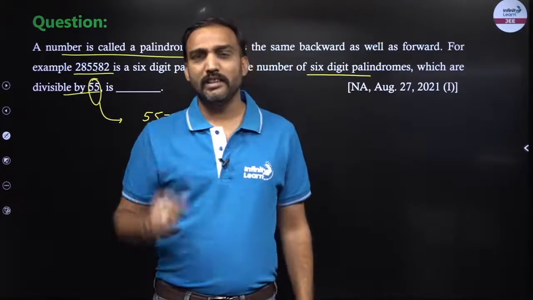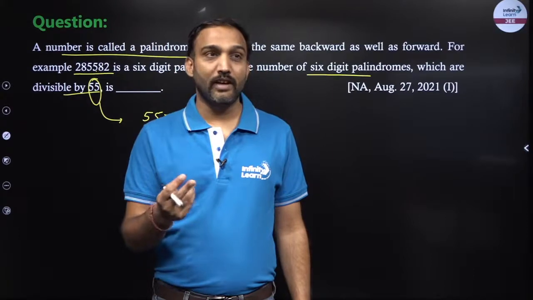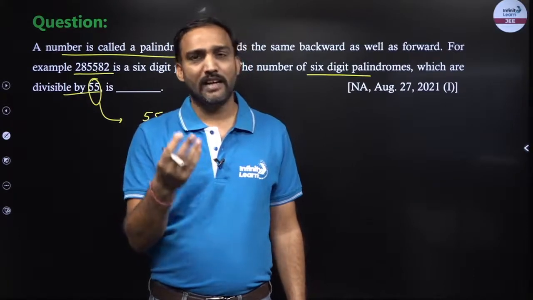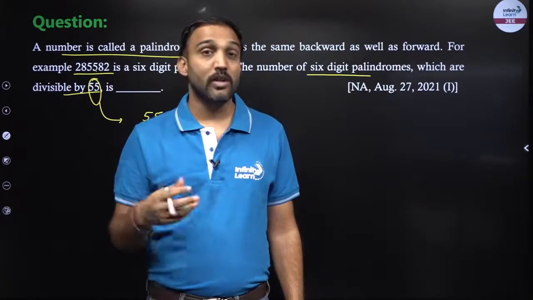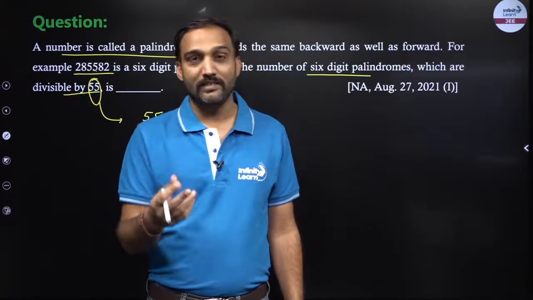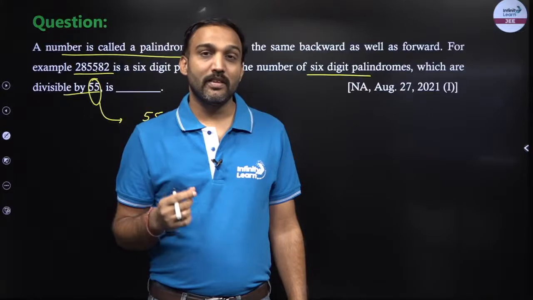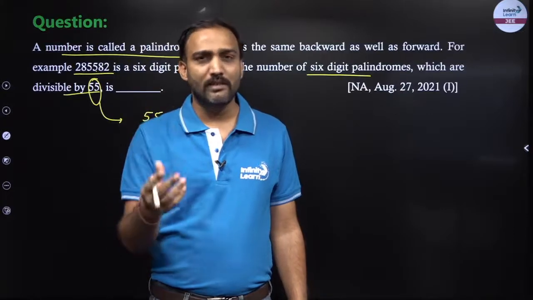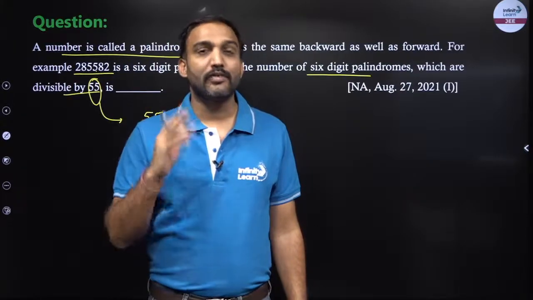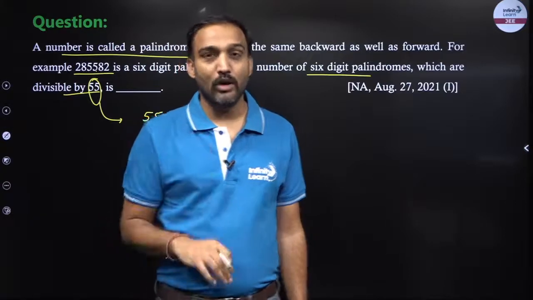What is the divisibility test of 5? The divisibility test of 5 says the last place needs to be either 0 or 5. What is the divisibility test of 11? It's the sum of the alternate digits. If I take the sum of the numbers at even places and the odd places, the difference of these two should be a multiple of 11.